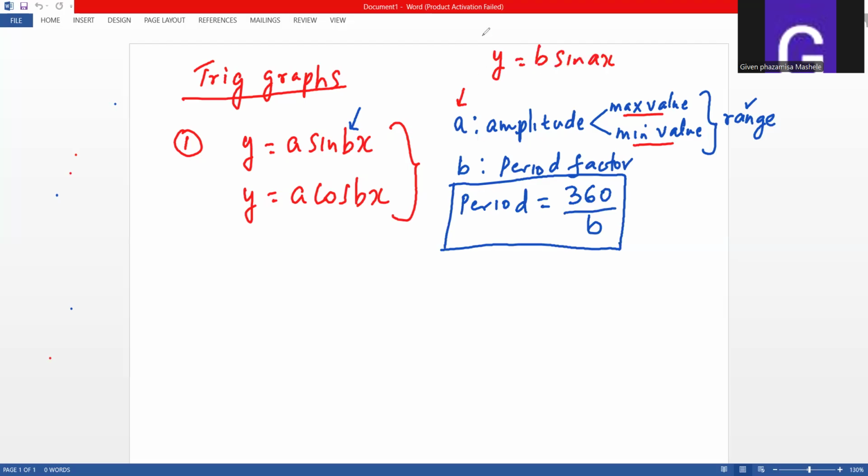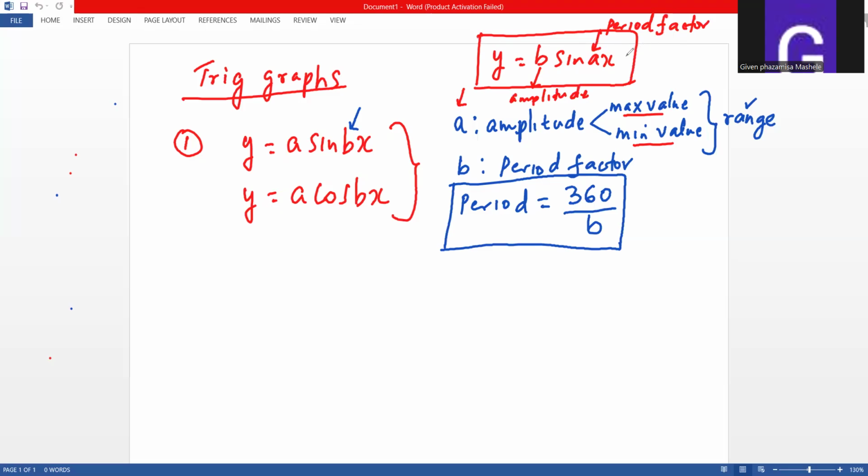So looking at this, you can see that from this equation, the b is now the amplitude. It is now the amplitude of the function. Wherever the a is here, it is now a period factor. So do not always think that when you talk about a, we're referring to the amplitude. It depends on where it is.